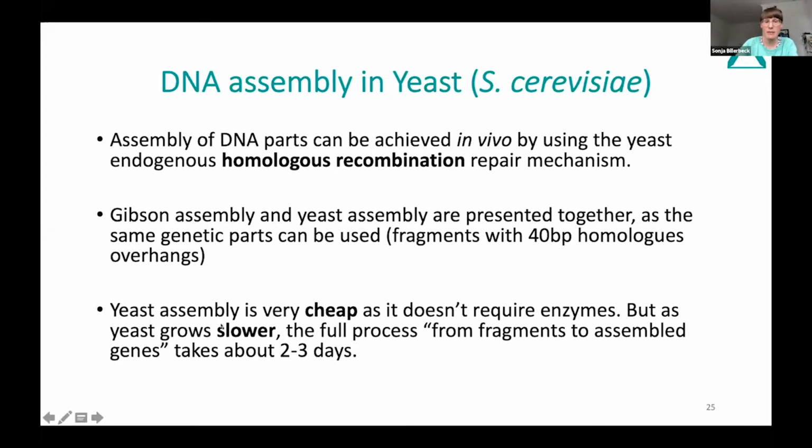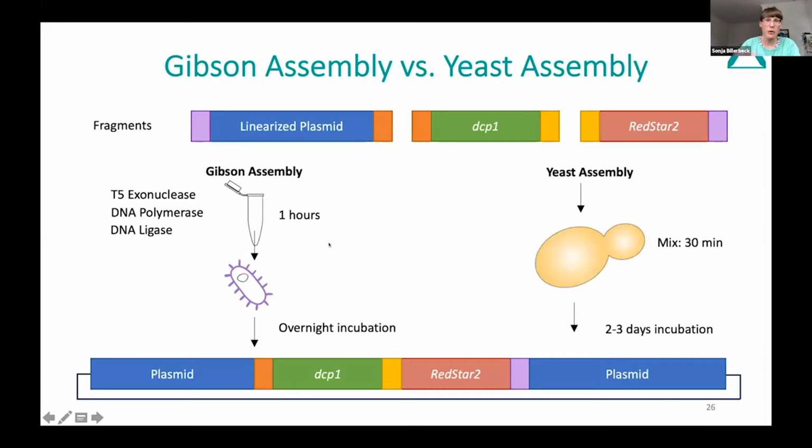So this makes yeast assembly actually very cheap because you don't need to buy any enzymes. But yeast also grows slower than E. coli. So the whole process from generating your fragments to an assembled gene or pathway takes about 2 to 3 days. But this is only incubation time. That means you can't do anything else in between, but just be aware there's a little bit more time involved.